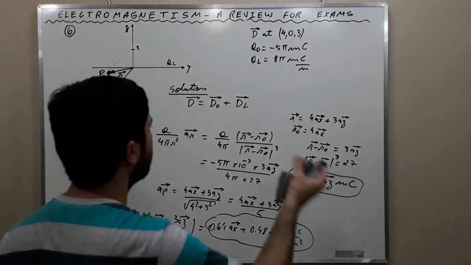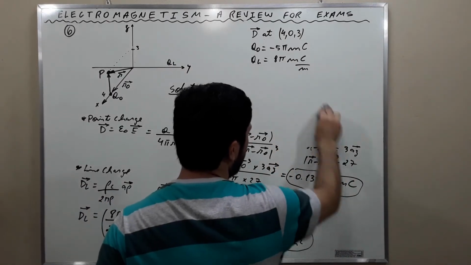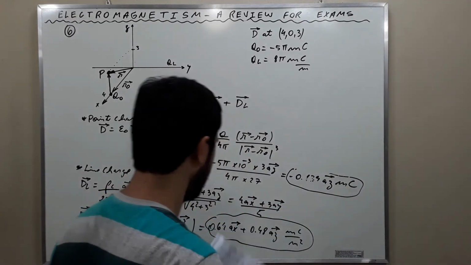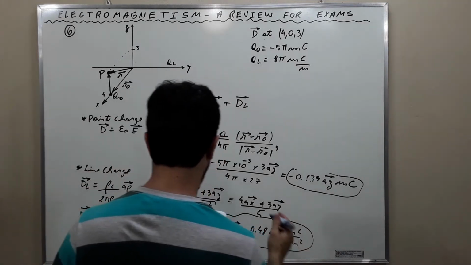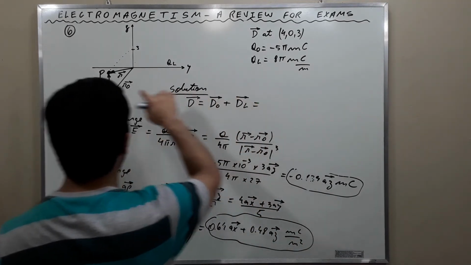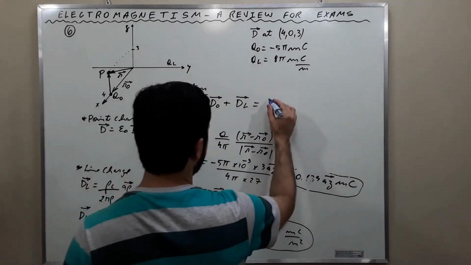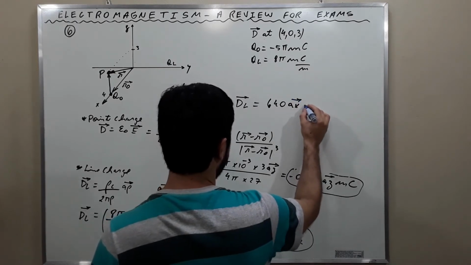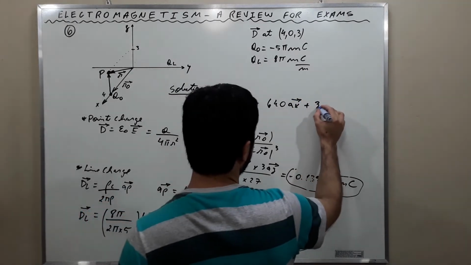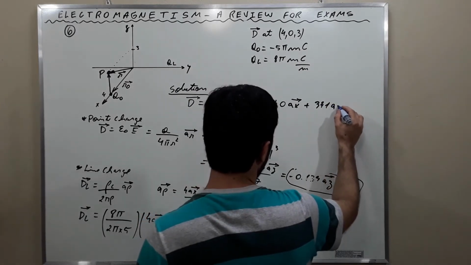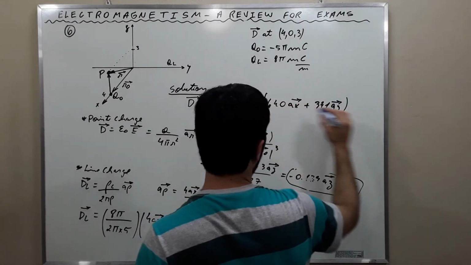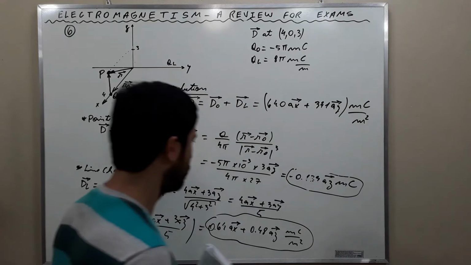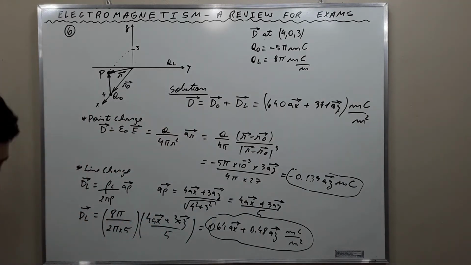And finally, the answer of the problem, the solution, is going to be summing this with this. We get that D at P is 640 in the ax direction plus 341 in the az direction microcoulombs per meter squared. Okay?